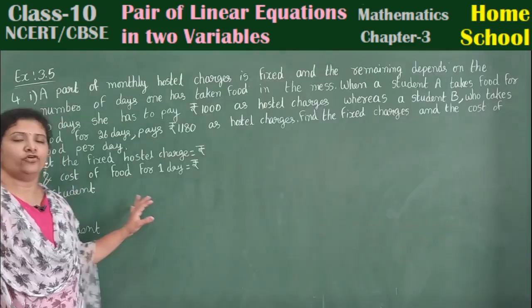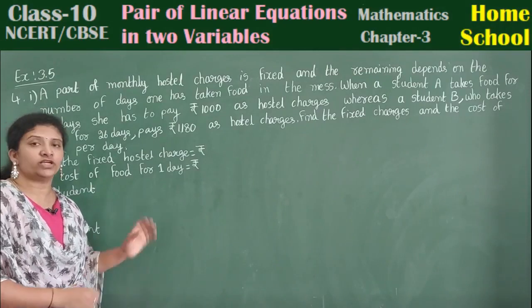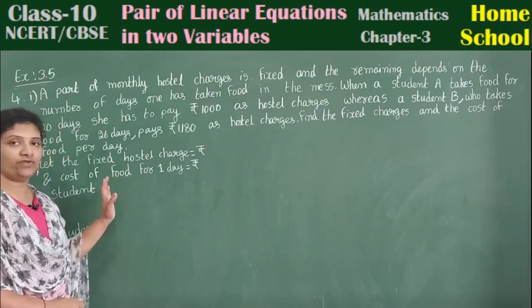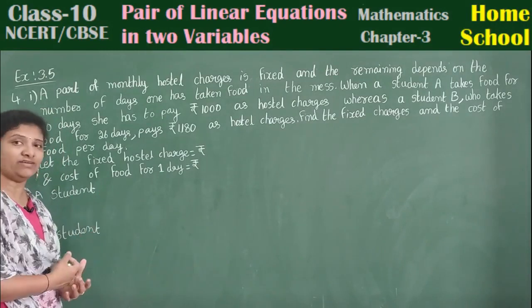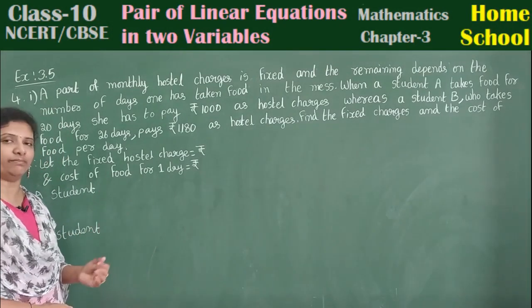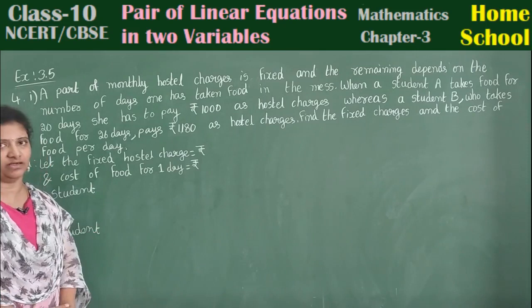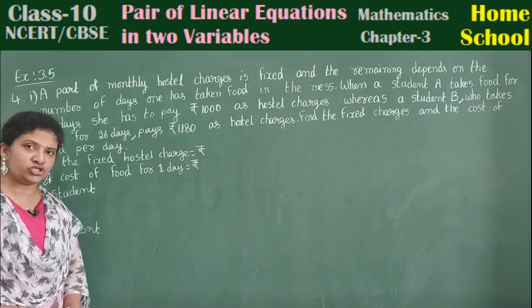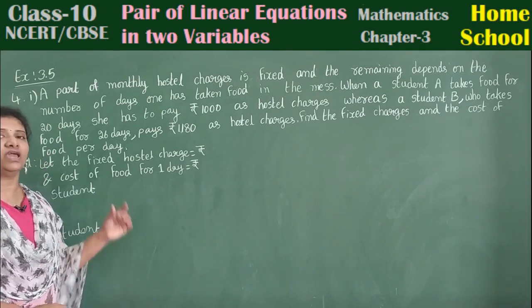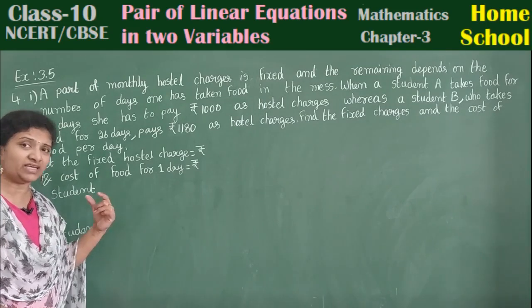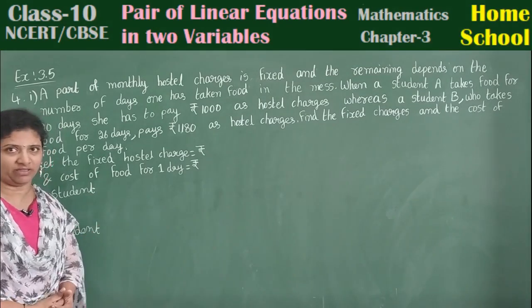Fourth main first problem. What is your main heading? Frame the pair of linear equations. If they have a solution, find the solution by any algebraic method. That means substitution method, elimination method and cross multiplication. If these equations will be having a solution, you can find in any method.